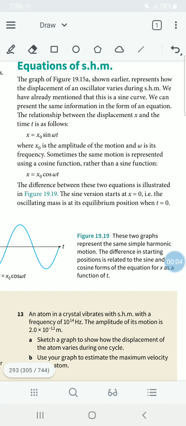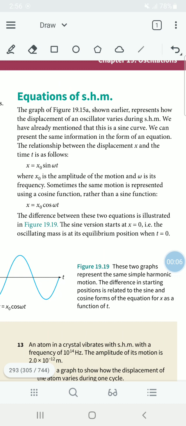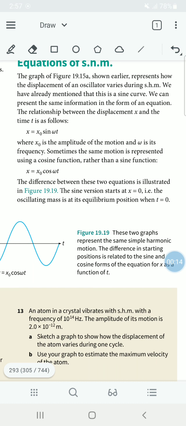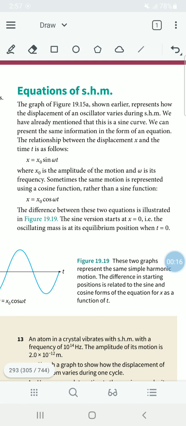Physics, chapter 19, theory video 9, equations of simple harmonic motion. The graph of figure 19.15a shown earlier represents how the displacement of an oscillator varies during SHM.